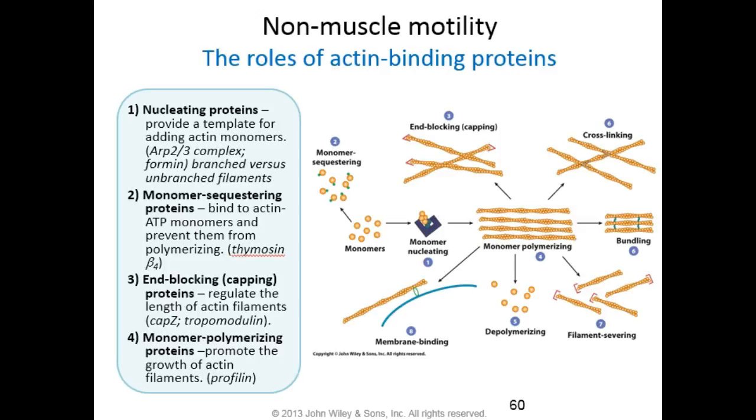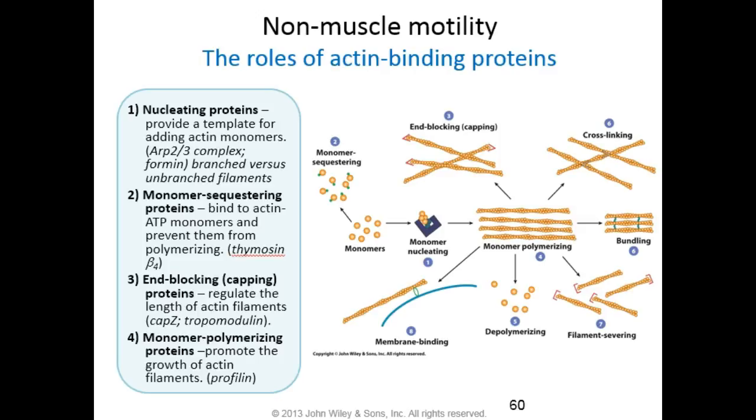Actin-binding proteins have the following roles in cells. Number 1, nucleating proteins. They provide a template for adding actin monomers, like the ARP2/3 complex and formin. They also control branched versus unbranched filaments. The slowest step in actin filament formation is the first step, nucleation. Nucleation requires that at least 2 or 3 actin subunits come together in the proper orientation to begin formation of the polymer. As with microtubules, actin filament formation is accelerated by the presence of a pre-existing seed or nucleus to which subunits can be added.